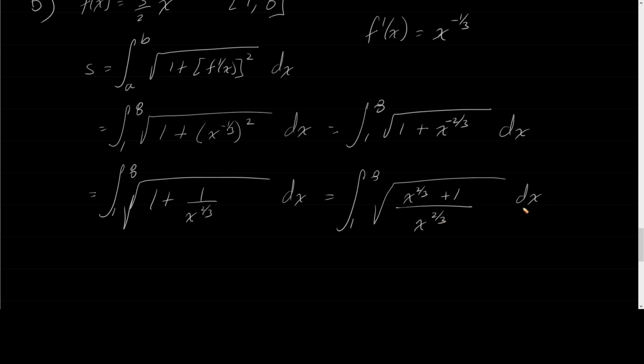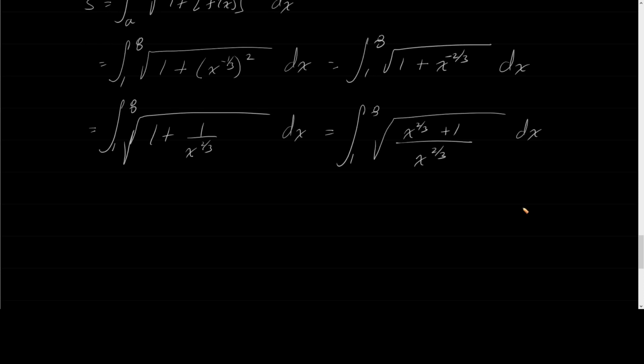All right. At that point, what we can do is take the square root of the top and the square root of the bottom. So what I get now is the integral from 1 to 8 of the square root of x to the 2/3 plus 1, over the square root of x to the 2/3, which is just x to the 1/3. Recall that square root is the same thing as the power of 1/2, and 2/3 times 1/2 is 1/3. All right, so at this point, let's see what we can do.